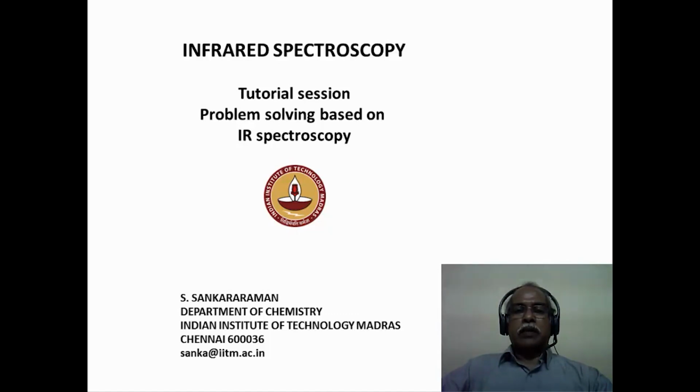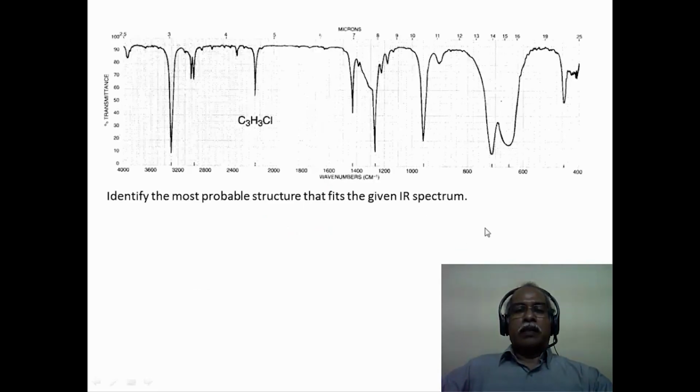Now, one does not always use only infrared spectroscopy to do any kind of structural elucidation problem solving. The purpose of this particular module is to make you familiar with infrared spectra so that various functional groups can be identified, and in terms of interpretation of the infrared spectrum, the familiarity is built up during the course of this tutorial session. Now here is the question.